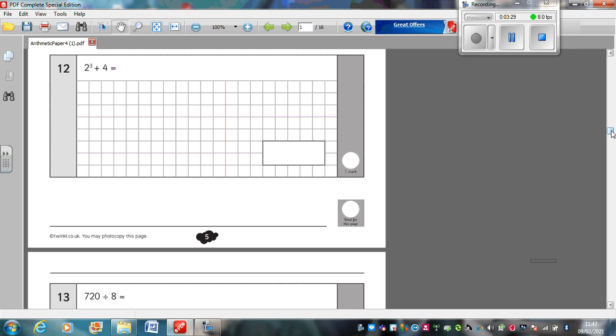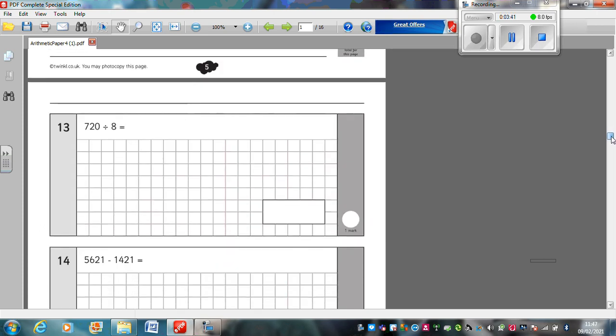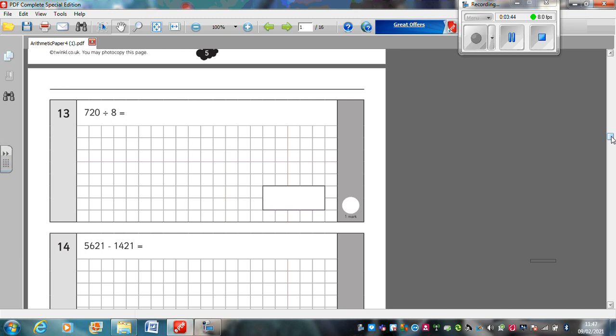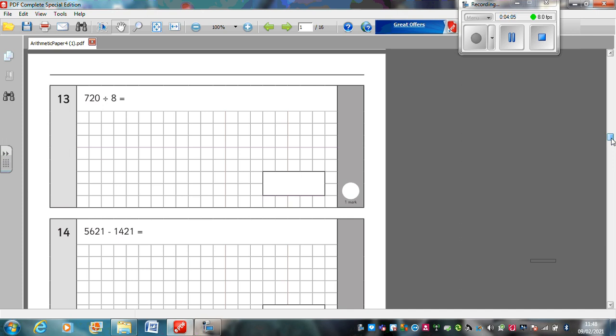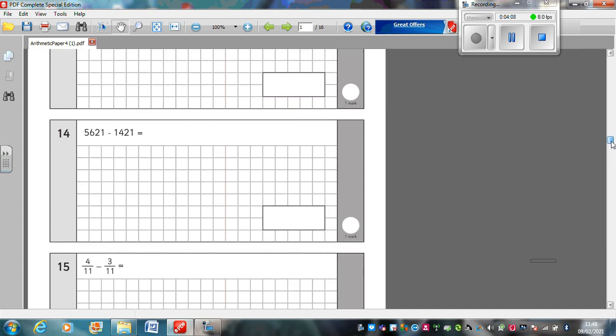Question 12. 2 cubed plus 4. Question 13. 720 divided by 8. Once again, we'll use the bus stop method for this, won't we? Question 14. 5,621 take away 1,421. Just line them up. Looks quite simple, that one to me.